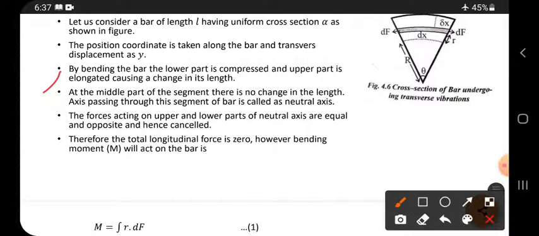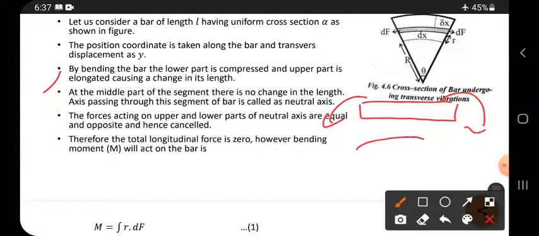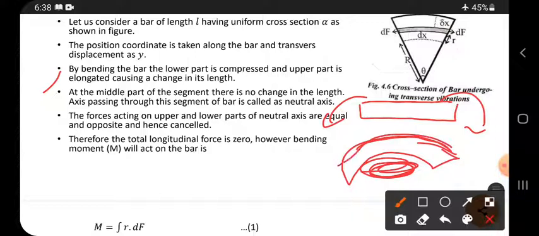By bending the bar, the lower part is compressed and the upper part is elongated. So for example, if it is a bar and you bend this side and this side, then it becomes like this, isn't it? See, this lower part is compressed, meaning its length is decreased, but the upper part is elongated, meaning its length is increased. Okay, by bending.